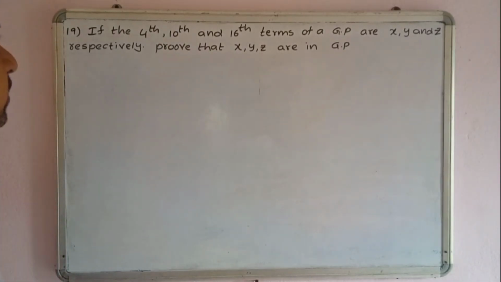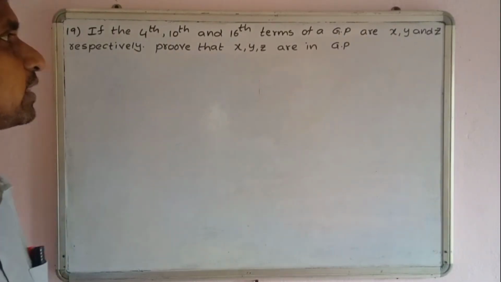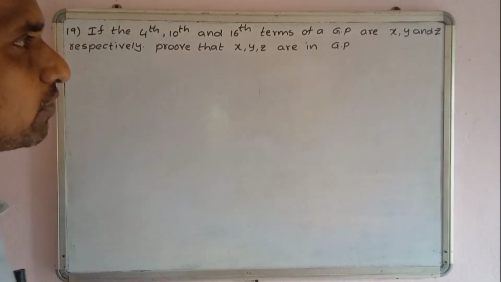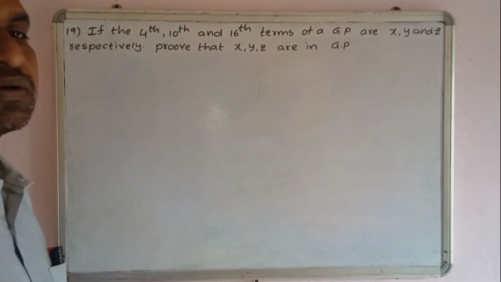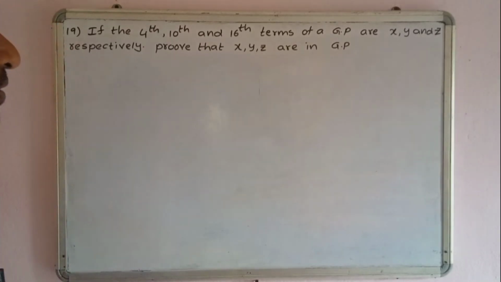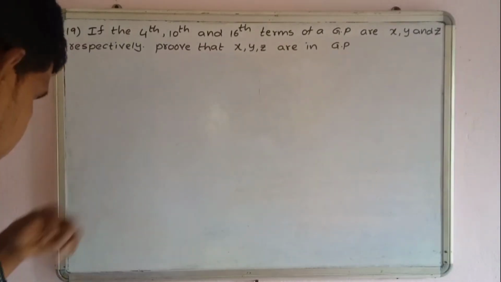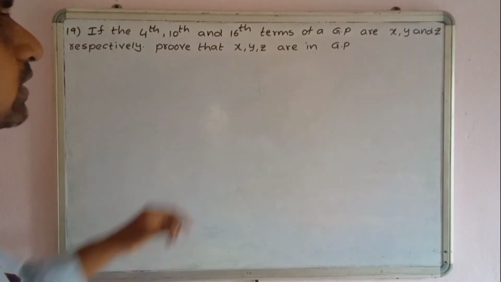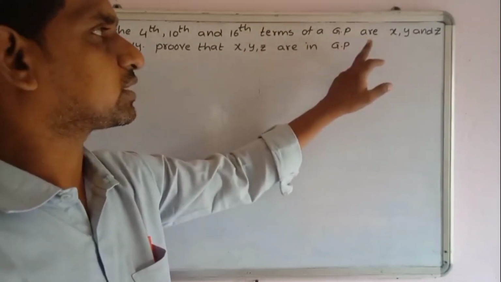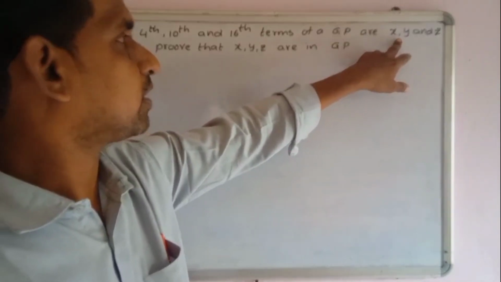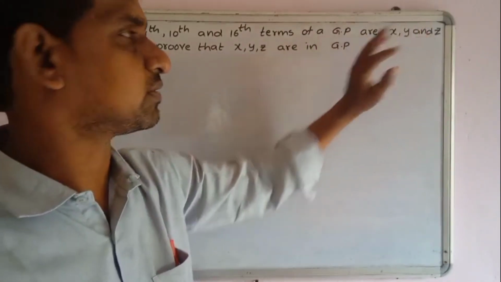Problem 19. If the 4th, 10th and 16th terms of a GP are x, y, z respectively, prove that x, y, z are in GP. The 4th term, 10th term, 16th term are given in the GP. What are the values of the 4th, 10th and 16th terms x, y, z?